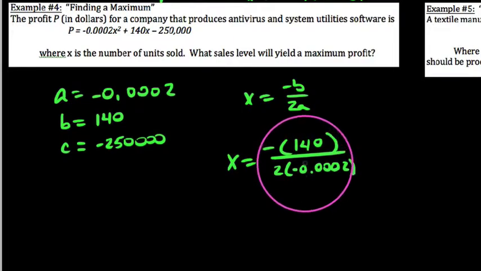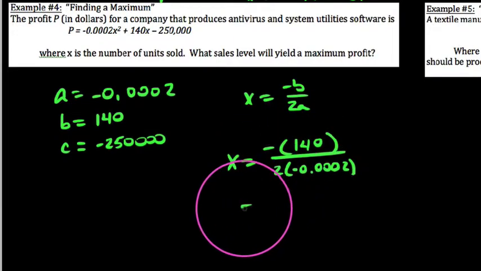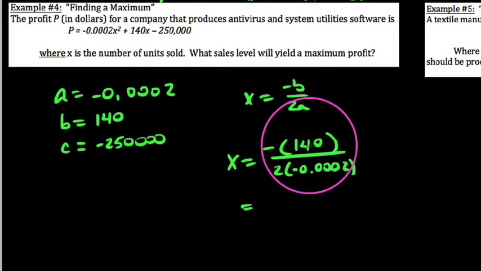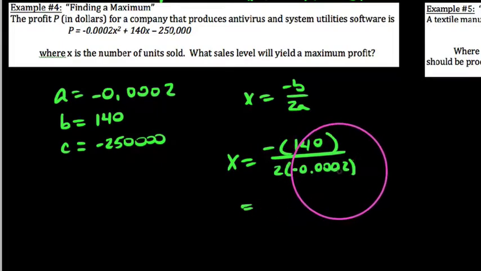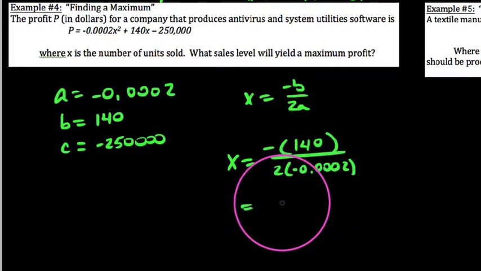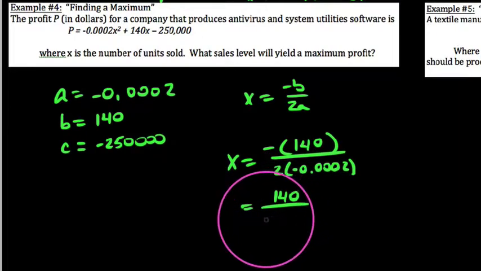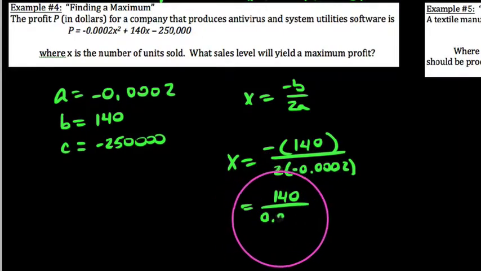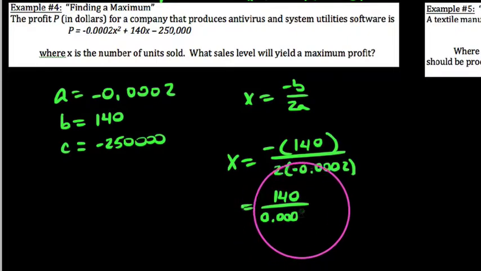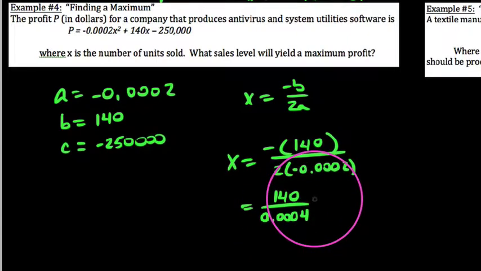Okay, so we're going to take a negative divided by a negative. Oops, that's a positive. And then we say 140 divided by 2 of these 0.0002s. Sorry to do some mental math here, but that is the same thing as 140 divided by, we're going positive now, 0.000, double of what we had was 4. Okay, and so we'll just whip out a calculator here.